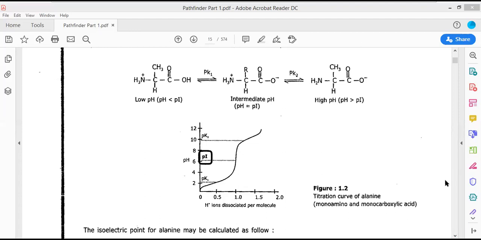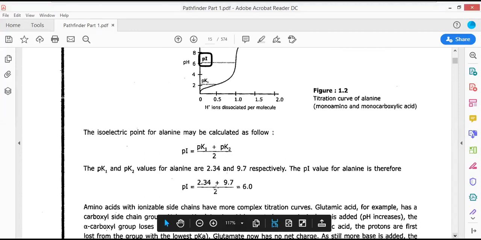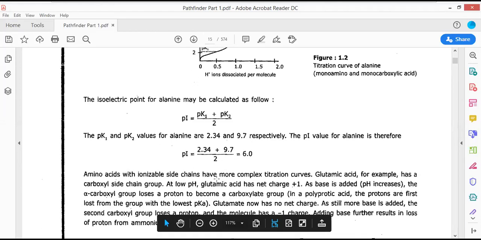The formula that is being shown here is (pK1 plus pK2) divided by 2. Supposing there is an amino acid which has 2 pK values, pK1 being 2.34 and pK2 being 9.7, then the calculation comes out to be equal to 6. You can look at the MCQ booklet. The first 5 questions are on this concept only. So this is a very easy concept.